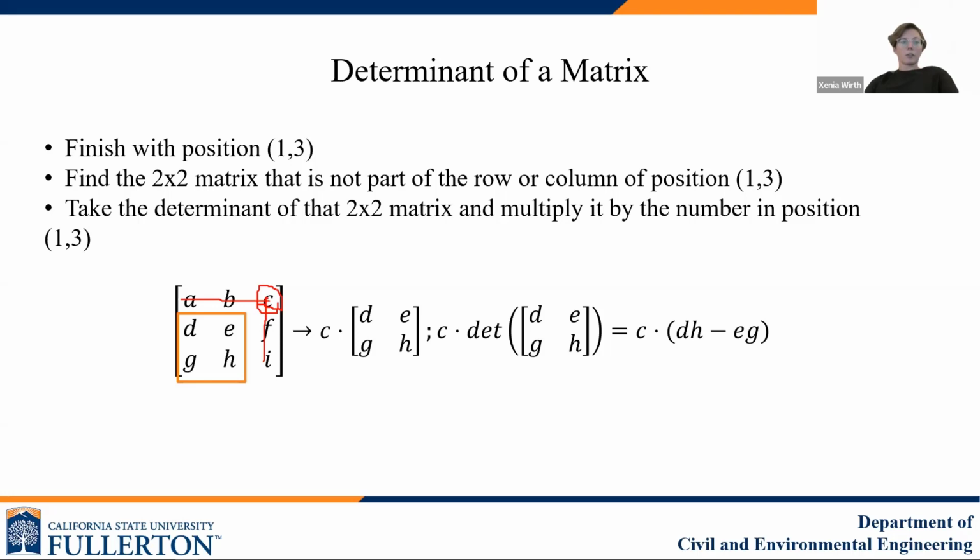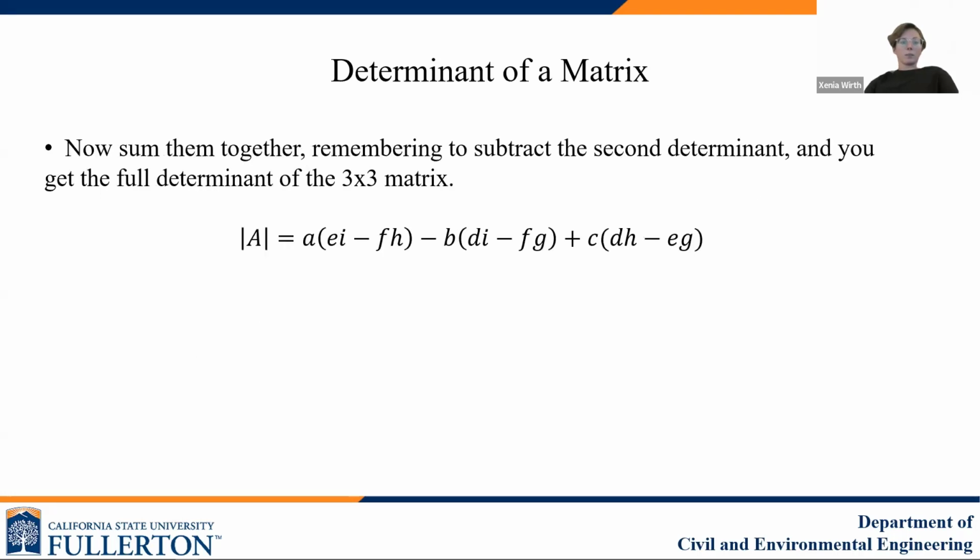And I'm going to be left with my 4 remaining terms in the matrix, D, E, G, and H. Take the determinant of D, E, G, H, D times H minus E times G, and I multiply it by the initial position that I started with. So remember, you do always need to multiply it by wherever your reference position is. So I do that, and I find the third term of my determinant. I sum all of those determinants together, and I end up with my full expression.